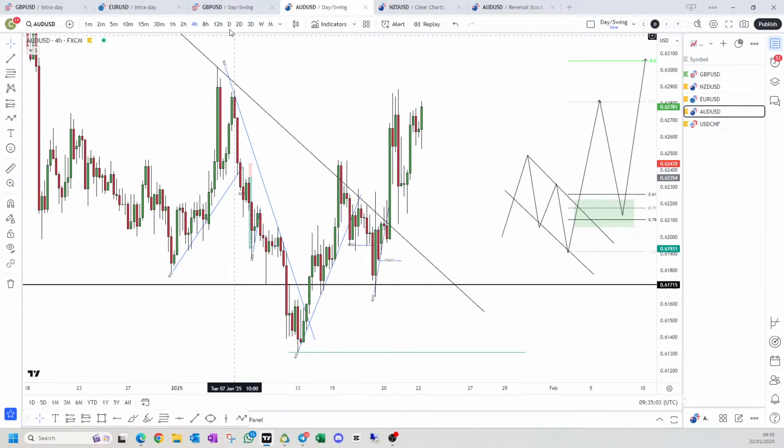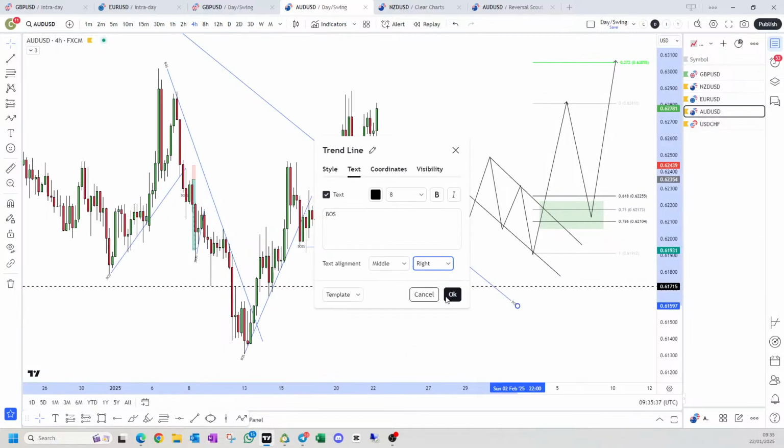You can close that off. Make this a bit less visible. This is a break of structure. Now, you can see that price left the trend, used the trend as support and pushed higher. So we could also mark this as our substructure, like that. And then that's the same scenario that we're looking at on NU as well.